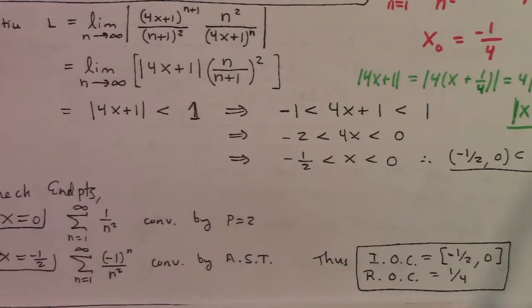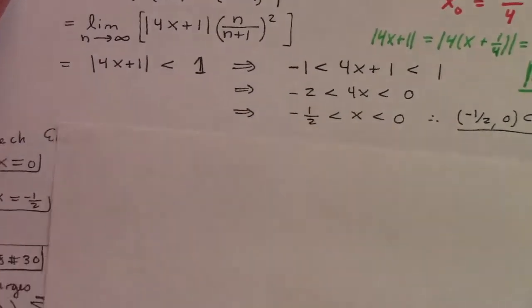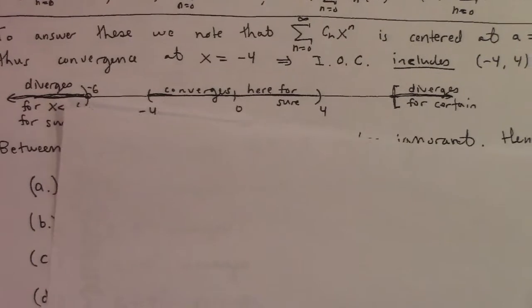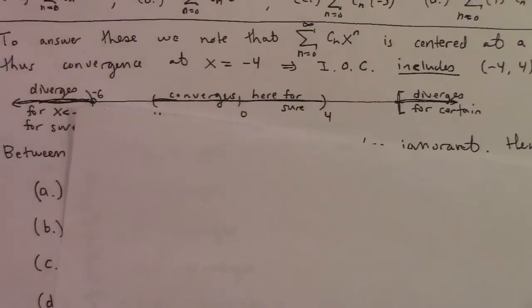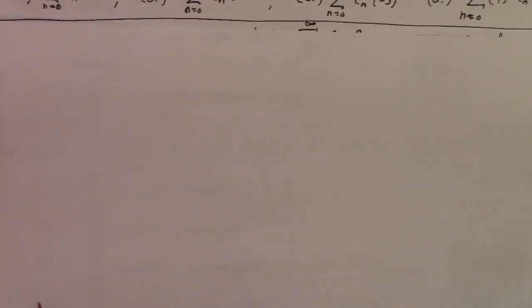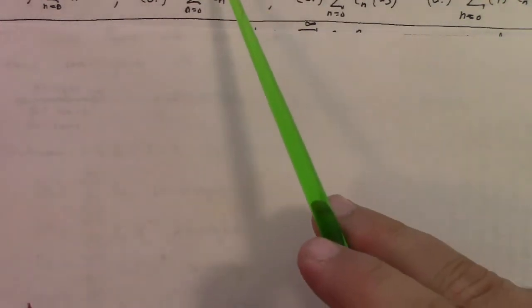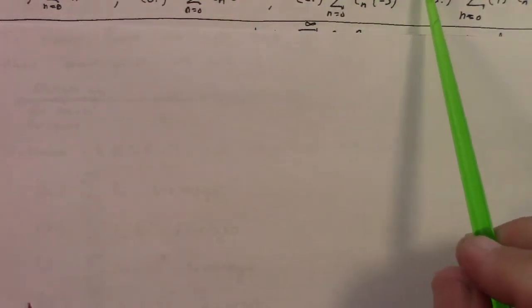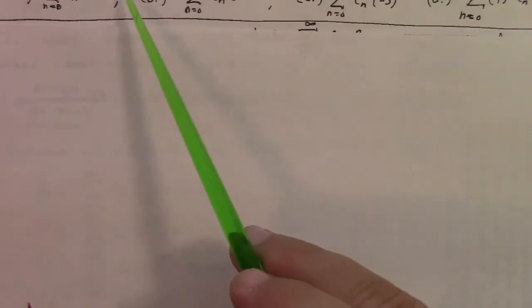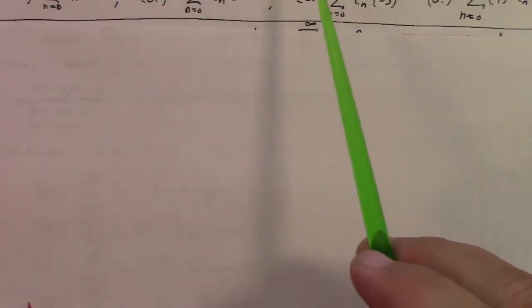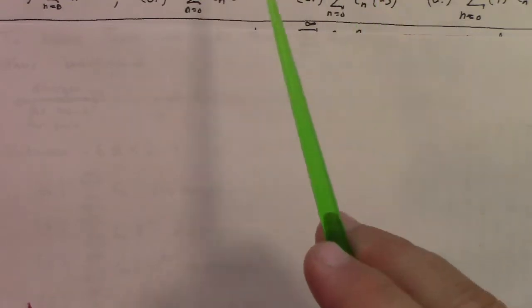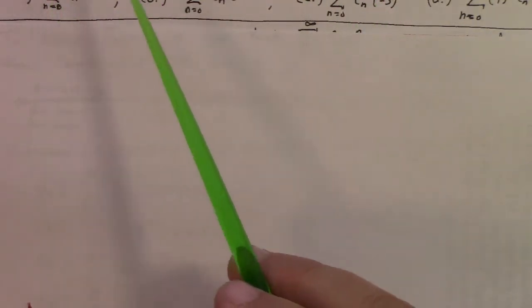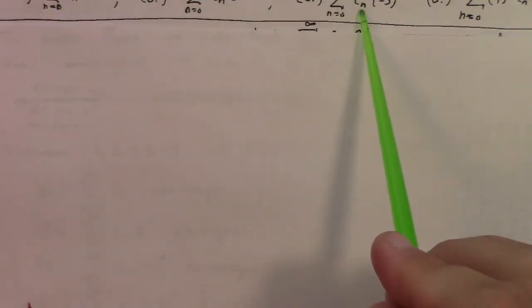All right. Now, number 30 is a little bit more symbolic, and that's good. It gives us a chance to think about the theorems here. So suppose we're given that the series converges when x equals -4 and it diverges when x is equal to 6. What can we say about this series, this series, this series, and that series?